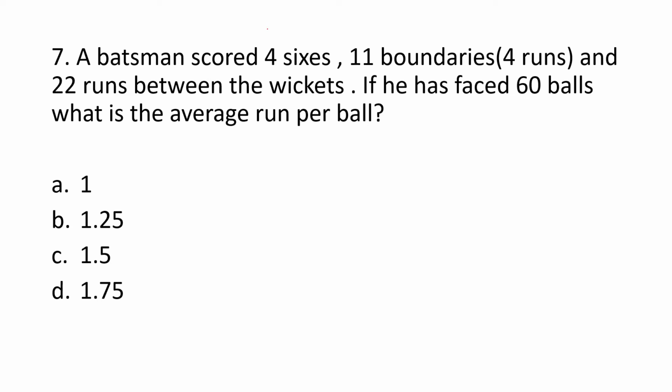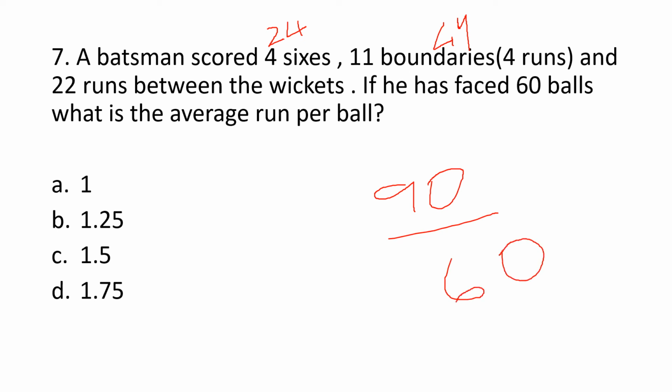And 4 sixes will fetch him 24 runs, and 11 boundaries will fetch him 44 runs, and 22 runs between the wickets. So adding all these, 24 plus 44 plus 22 gives us 90. So total 90 runs, and to find the average, divide by 60 balls. And what will be the answer? 1.5 will be the answer.